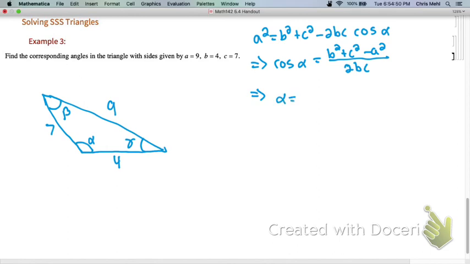And then alpha, therefore, taking arc cosine of both sides, would be cosine inverse of, and now I can just plug in my values for b, c, and a. So b is 4, so I get 4 squared, plus c is 7, so 4 squared plus 7 squared, minus a squared, or 9 squared, divided by 2 times 4 times 7. So the denominator is 2 times 4 times 7. And I will round this to 4 decimal places because I'm going to round my final answers to 2 decimal places. So any intermediate calculations, I'm going to carry 2 extra decimal places.